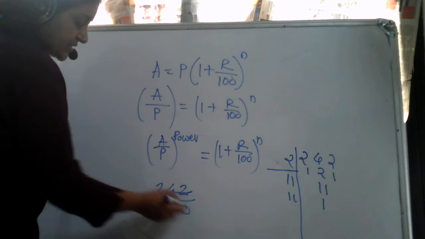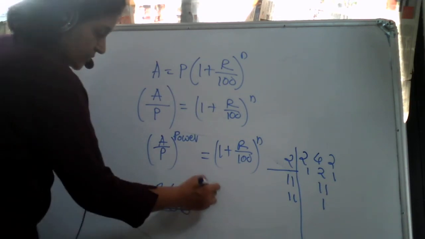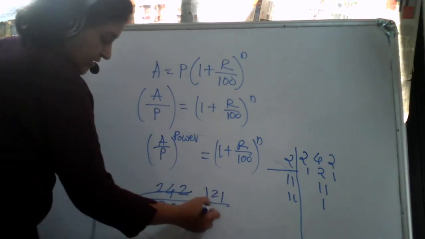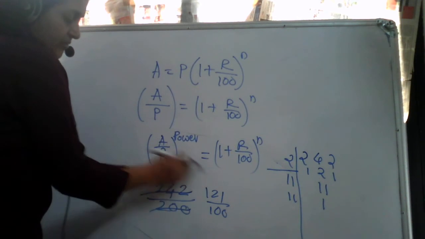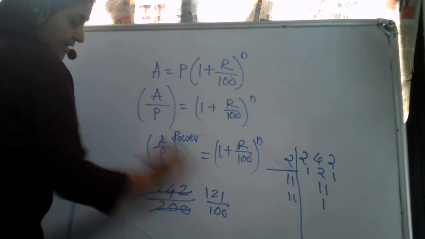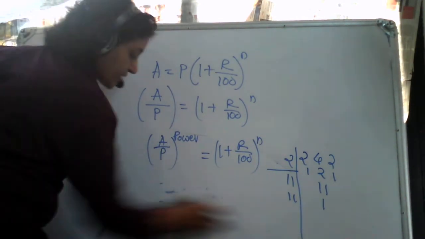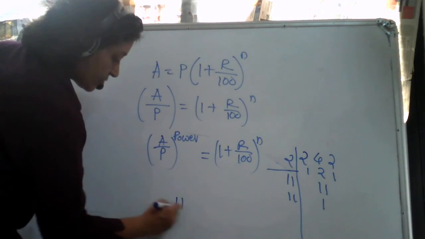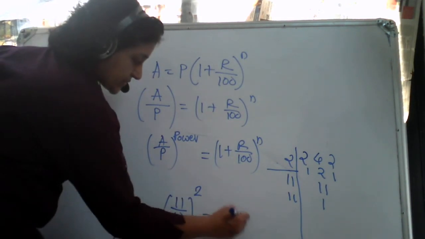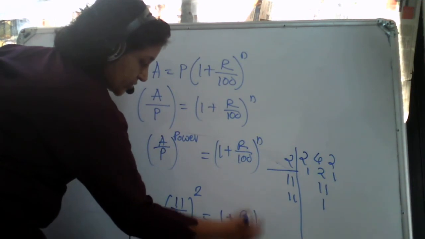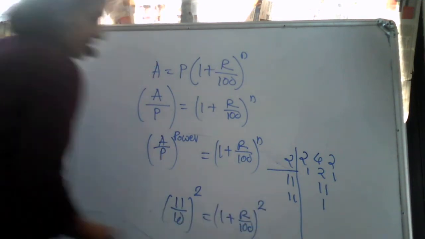If I divide both numbers by 2, the numerator will be 121 and the denominator will be 100. So we can write 121 as 11 square and 100 as 10 square. What will happen at this point? See, (11 upon 10) raised to the power 2, and (1 plus r upon 100) to the power, this also will be 2.